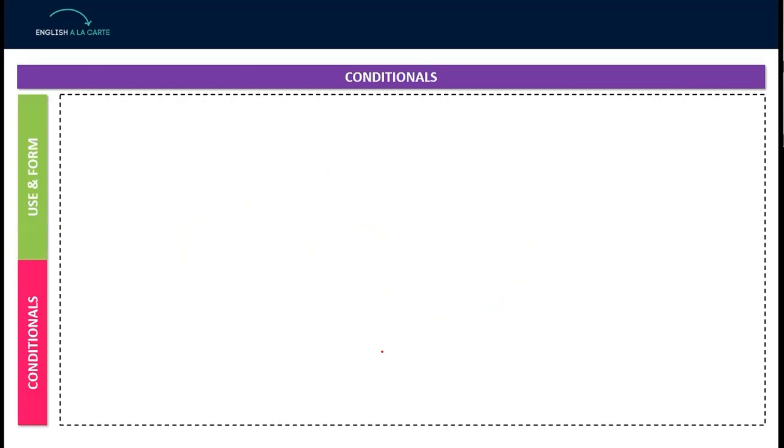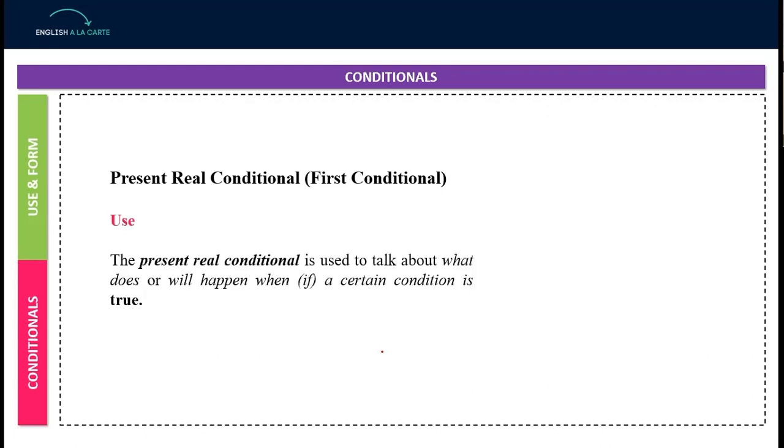Let's start with conditional type 1. This is what we call the first conditional, or a present real condition. It's something in the present that is conditioned. It just looks like future. The present real conditional is used to talk about what does or will happen when a certain condition is true or not. Something happens if something else happens.